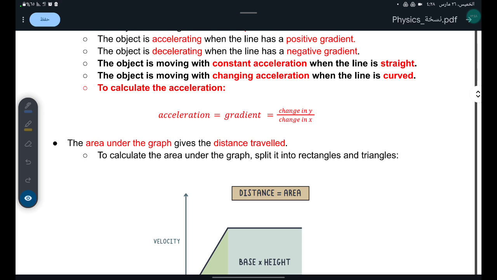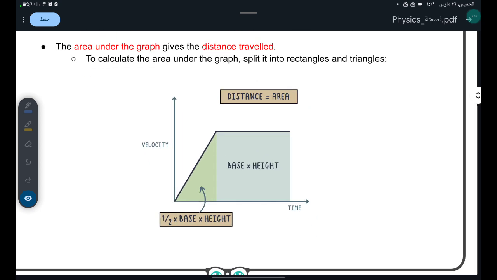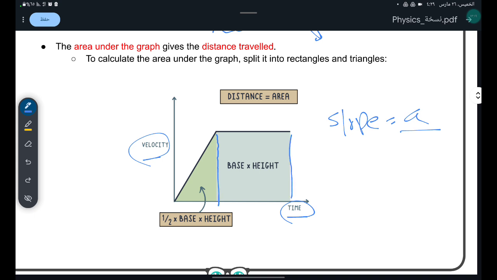Something you should keep in mind: area under the graph gives the distance traveled. Take a look at the following example. We have velocity on the vertical axis and time on the horizontal axis. That means slope here equals acceleration. The area under the graph represents a distance.